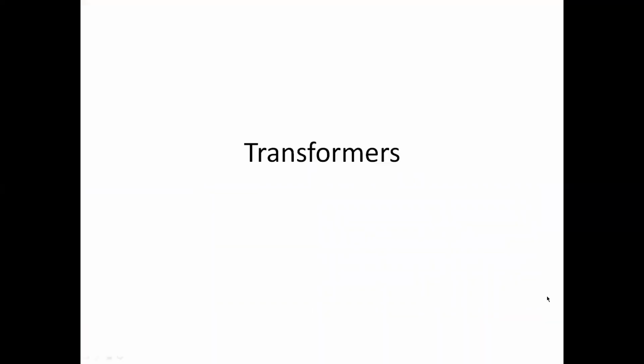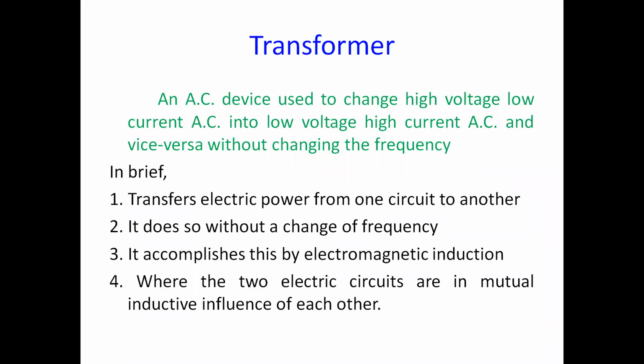Today we did the transformer. Yes, sir. It is an AC device which is used to change the voltage. Means high voltage, low current. If voltage is high, current is low on the primary side. Then on the secondary side it is low voltage and high current. Why is it named transformer? Because it transfers the power from primary to secondary, or from one circuit to another circuit, the secondary circuit, at constant frequency, without change of frequency.